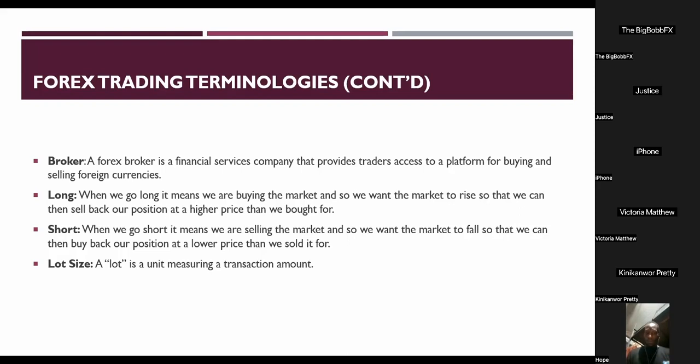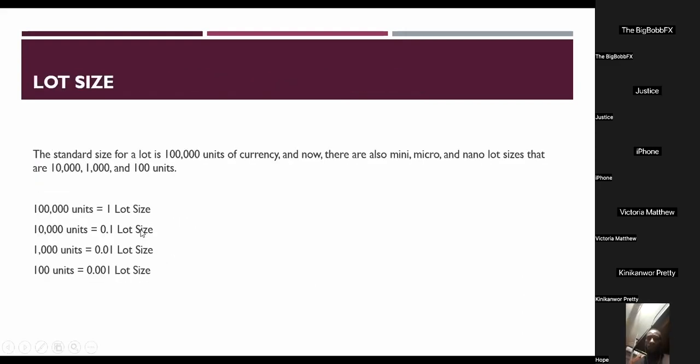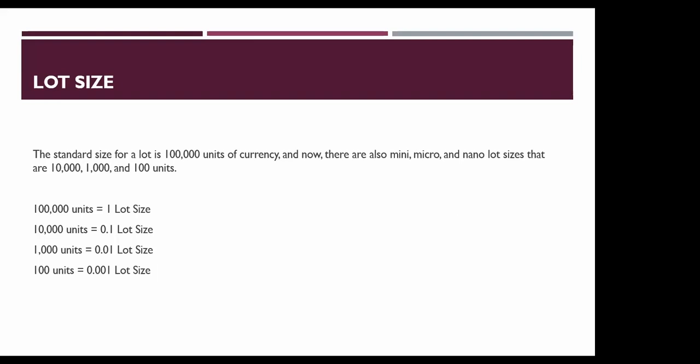Okay, thank you. All right, I was talking about lot size. Let's talk a little bit more on lot size. A standard lot size means that if you're buying, selling or transacting on a standard lot, you're buying 100,000 units of that particular currency. That is what it means to buy or sell with one lot size.